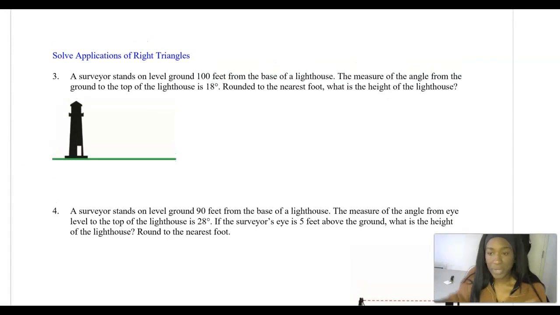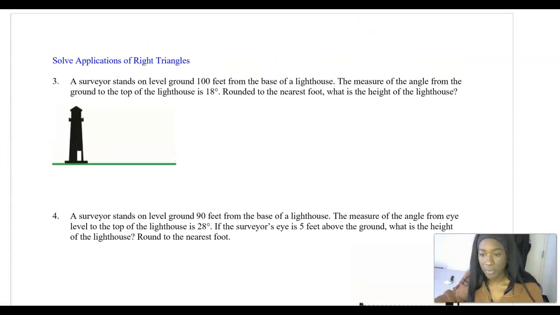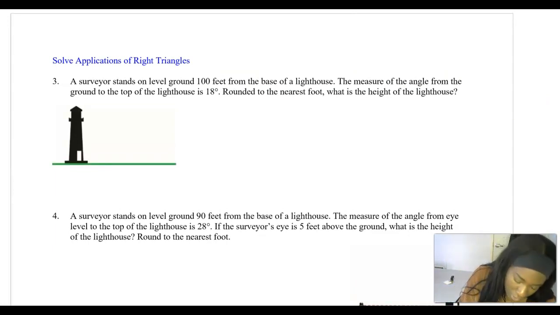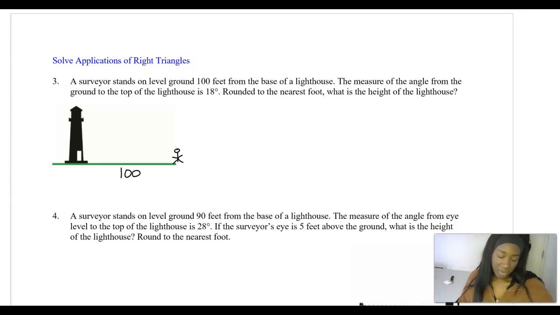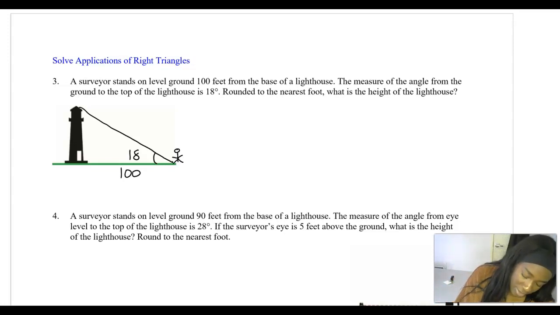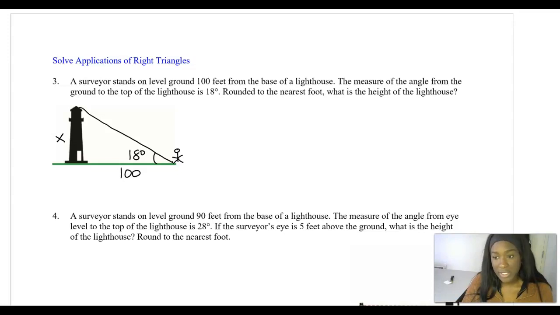In example 3, we have our first word problem, where a surveyor is standing on level ground 100 feet away from the base of a lighthouse. So I know that the base of this is 100. He measures the angle of elevation to the top of the lighthouse, which is 18 degrees, and we are asked to find, to the nearest foot, how tall the lighthouse is.